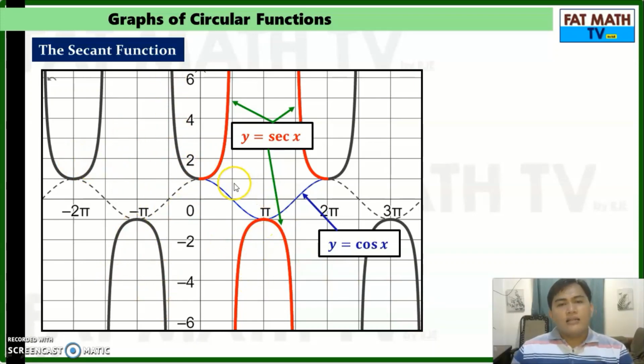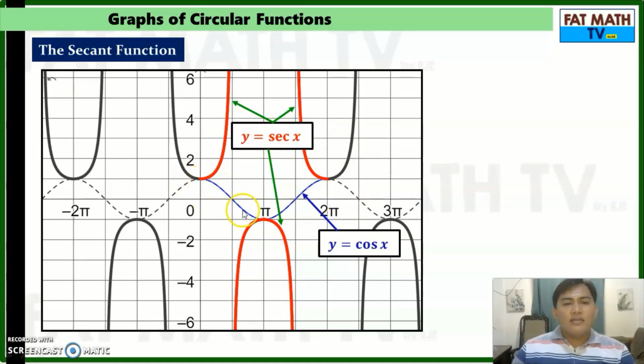So take a look at the connection of y equals secant x, this and this 3 here and this 3 here. Of course, there are more. And the cosine function, since they are reciprocal of each other. Cosine of the angle is the x coordinate. Secant of the angle is 1 over x. So the values are actually reciprocals.